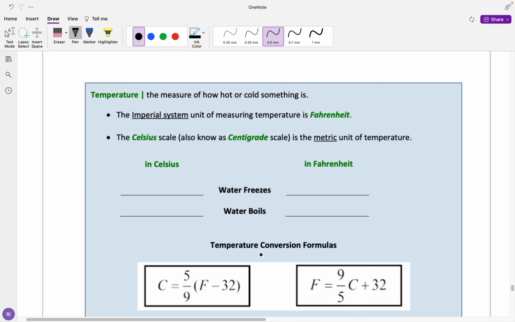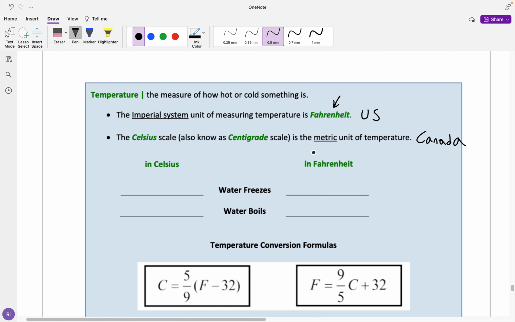But before that, we can just do a bit of a debrief on temperature and how that works. How hot or cold something is. The imperial system, in the US, they use Fahrenheit. So that's probably not something that you're very familiar with. I'm not terribly familiar with Fahrenheit because we live in Canada. We use Celsius.